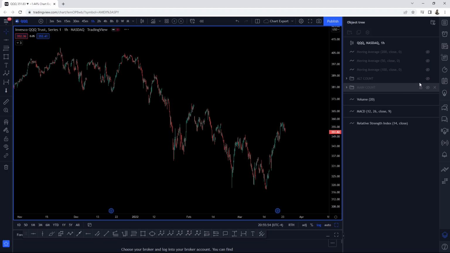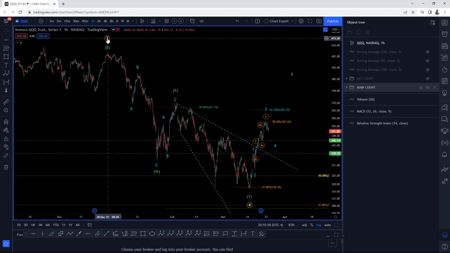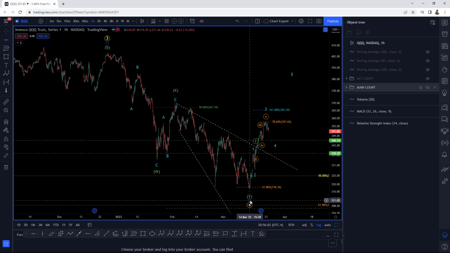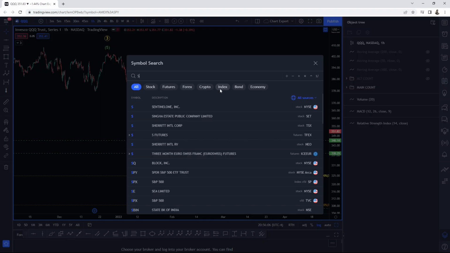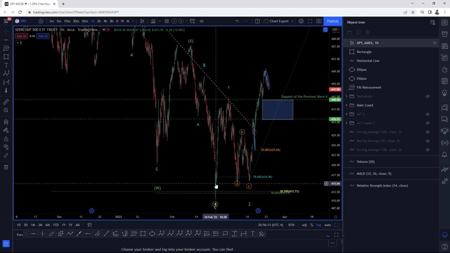So we're going to review our main count, and our main count is suggesting the same thing. So wave 3 high, WXY to the fourth wave. Now the fourth wave completed on March 14th, March 15th, while the SPY wave 4 completed here on February the 24th.